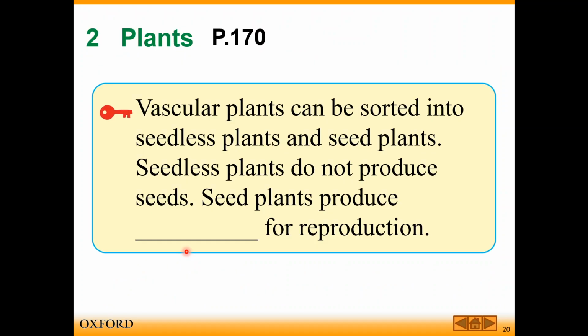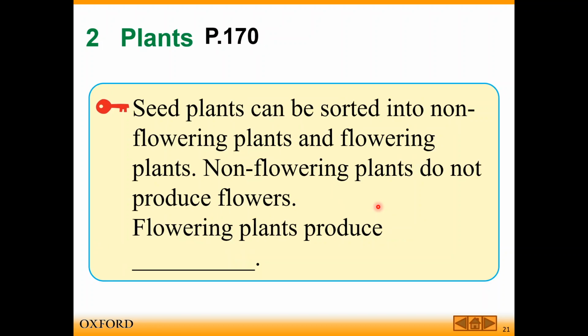So in summary, the vascular plants can be sorted into seedless plants and seed plants. The seedless plants do not produce seeds. The seed plants produce what? Seeds, for reproduction. And the seed plants can be sorted into non-flowering plants and flowering plants. Non-flowering plants do not produce flowers. The flowering plants produce flowers. Very simple. You can do it on page 170.